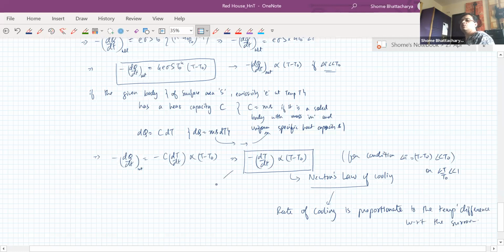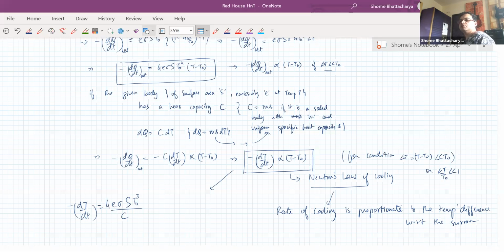Okay. Now here you can also see that the constant of proportionality is in fact equal to E sigma into surface area divided by heat capacity into 4 into T naught cube, because you have all these things. Oh, just a minute, I have made a mistake here. There should be T naught cube. Okay, just make a correction here.